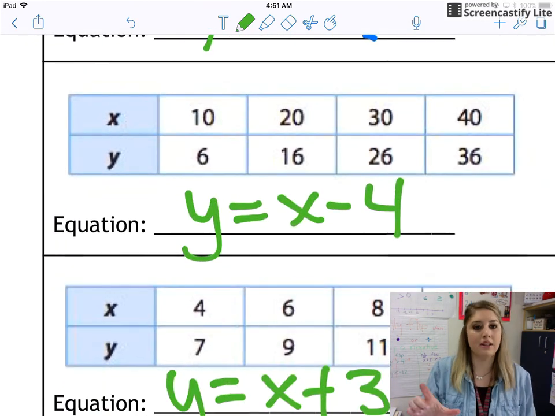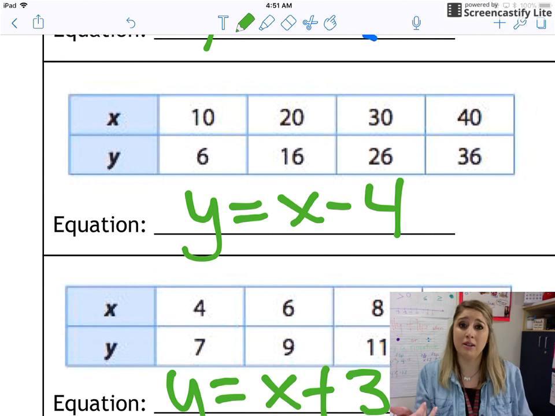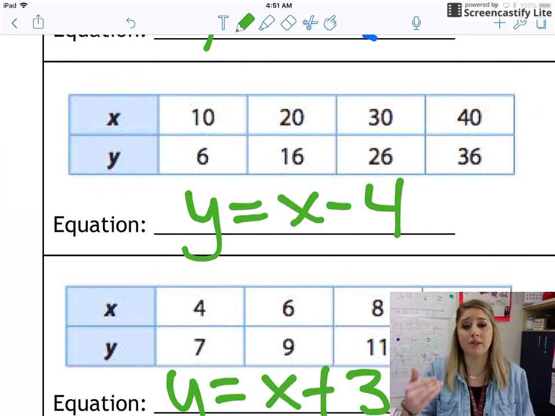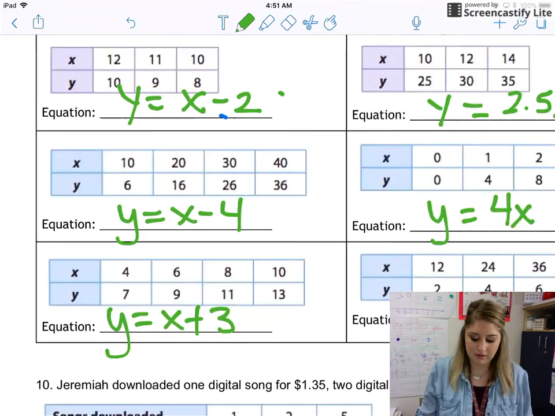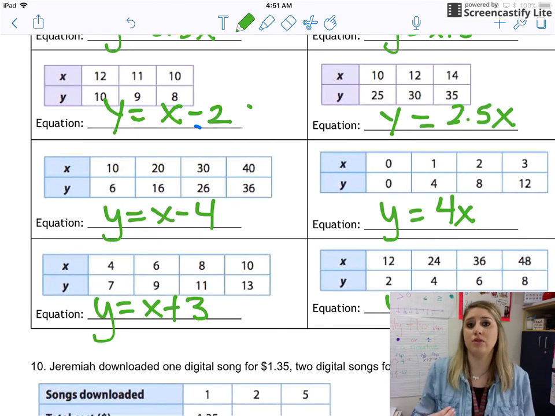On this one, I like this one. It was just, again, another subtracting one. We're subtracting by 4 every time to get from 10 to 6. I subtract 4. So that would be y equals x minus 4. And guys, pause the video if you're struggling with any of these, and you can ask me a question too.